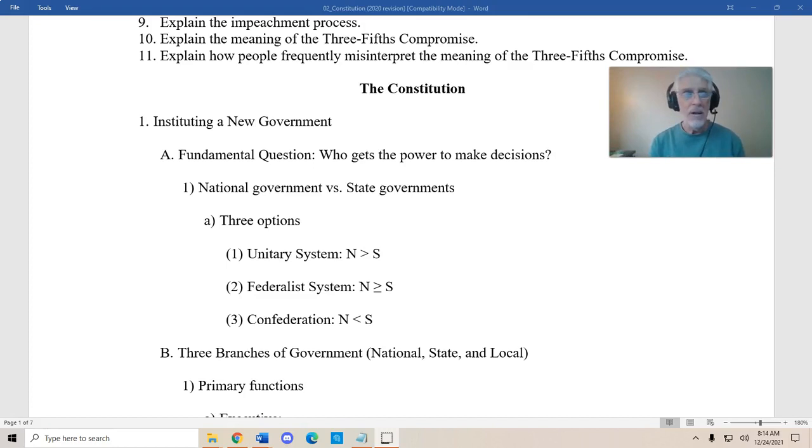And why? Well, if you come out of a system like a unitary system where the national government has all the power and the state governments have limited power, in this case it's the British government and the colonies, the natural thing to do is try the opposite of that. We just fought a war to get out of a unitary system. Let's set up a confederation.